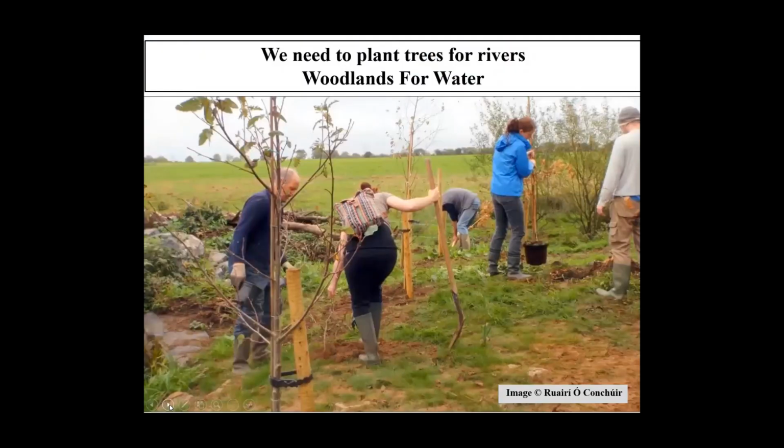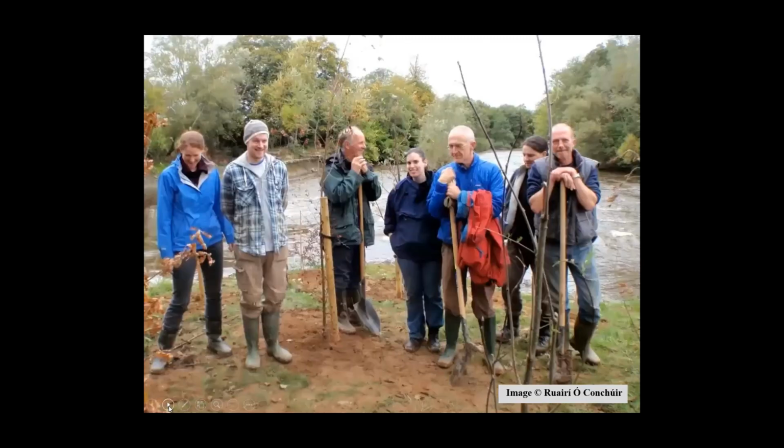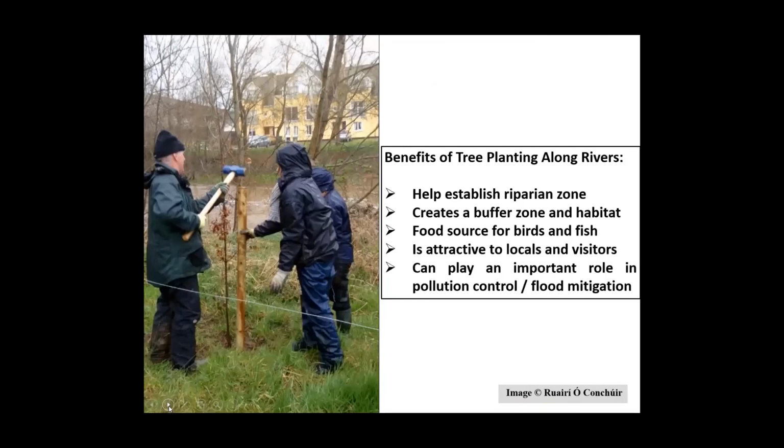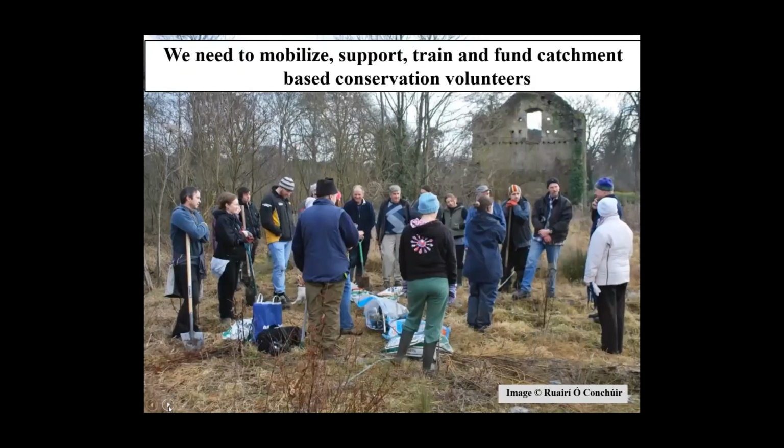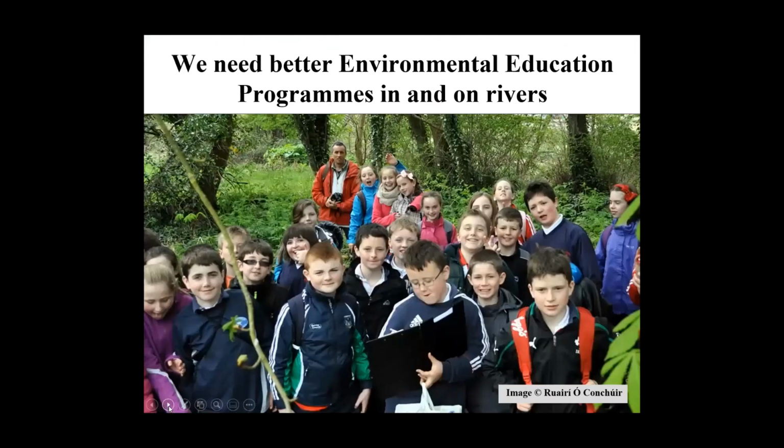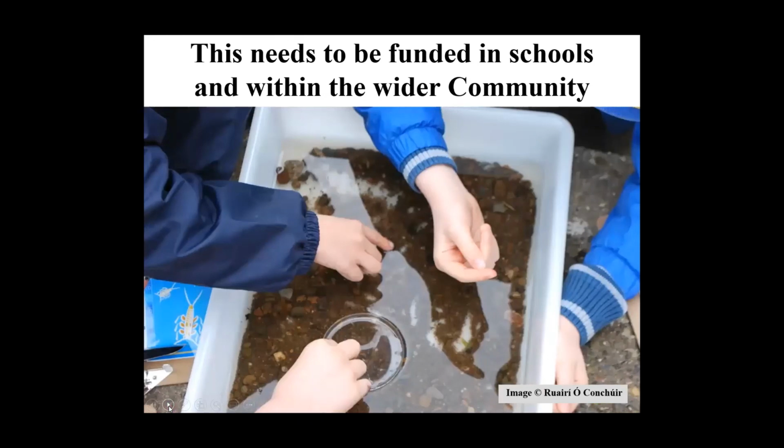And I would be a big fan of the whole woodlands for water scheme, but also just communities actually planting along river courses. Multiple benefits in terms of establishing riparian zones, creating buffers, food source for birds and fish, and an attraction. And it can play an important role in pollution control and flood mitigation. We need to mobilize, support and train catchment-based volunteers. And finally, we need to link environmental education programs together. So all of those factors are critical in how we deliver river restoration in Ireland.